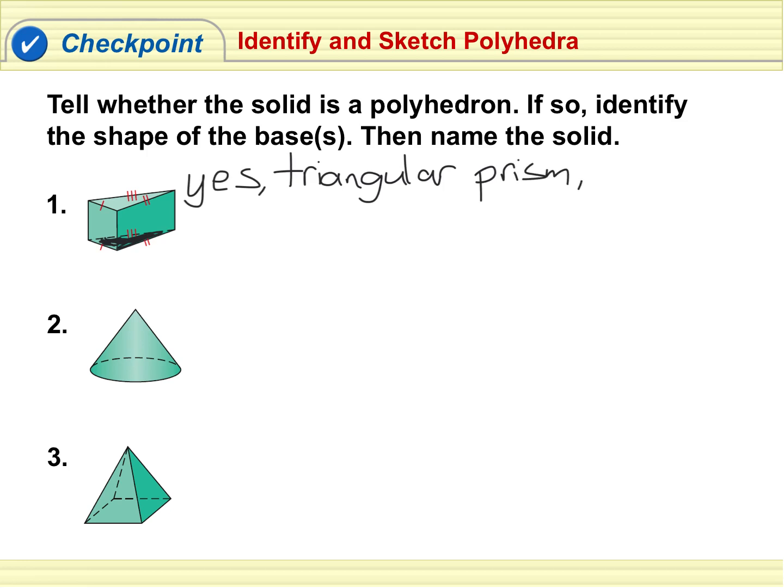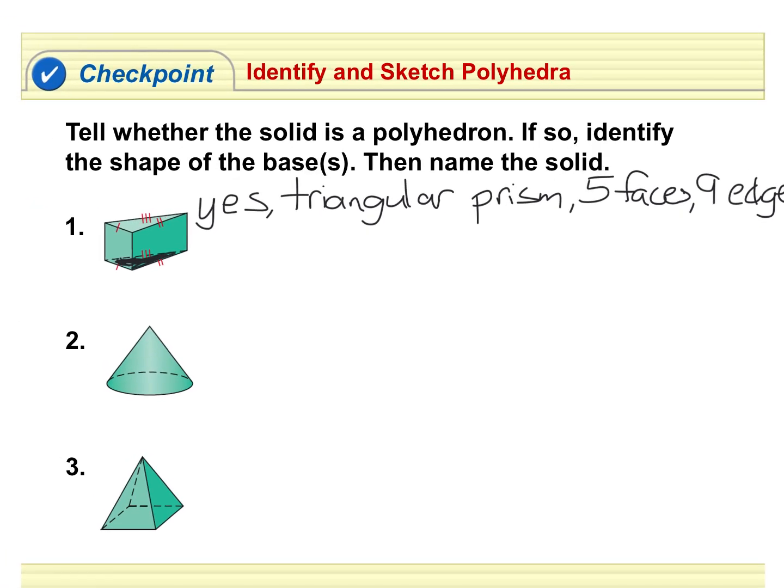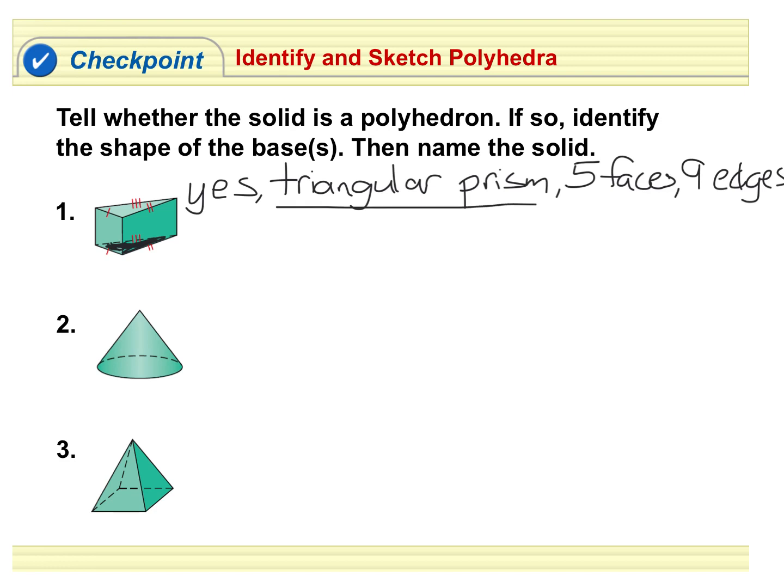Okay. Now, how many faces does it have? Start with the bases. How many bases are there? 2. And now work your way around. Yep, 3. So we have 5 faces. And now, how many edges? Start with the bases. How many edges does each base have? 3. We have 2 of them, so we have 6. Work your way around. We have 3 more, so we have 9 edges. Good. Awesome. The biggest thing I'm looking for is this part right here, the name. Understanding what it is, and understanding what kind of polyhedron it is.